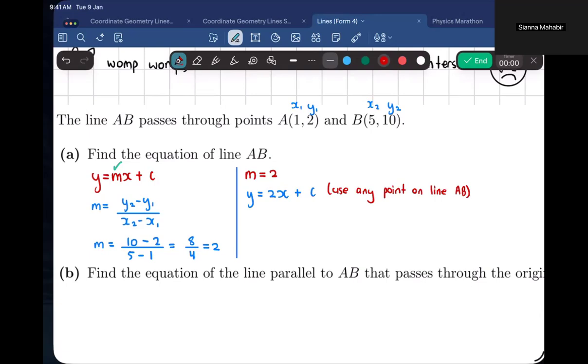Wait, I could pick from the A, which is 1 and 2, and the B, which is 5 and 10? Yes, do you know why? Yeah, because they're on the line. Correct. They're on the line. Both of them on the line.